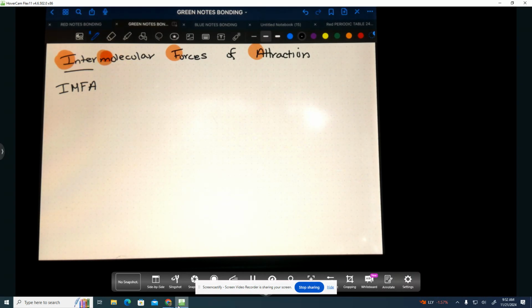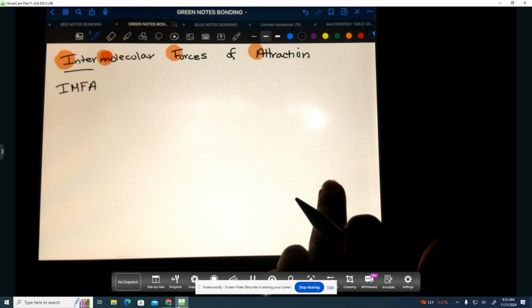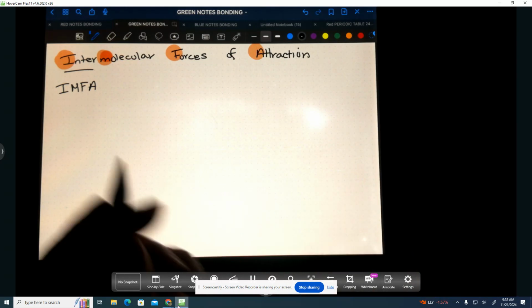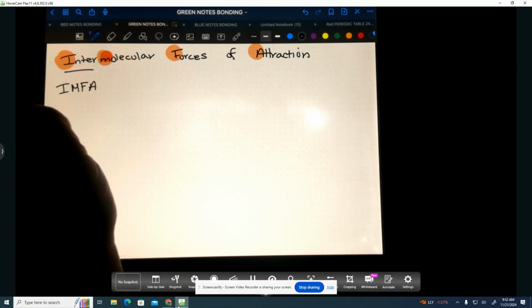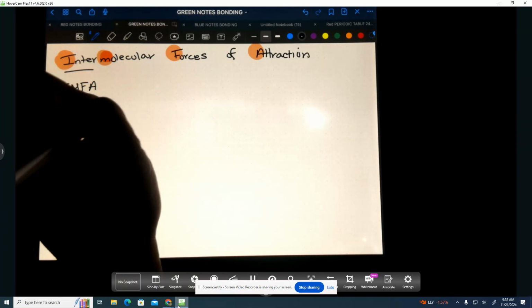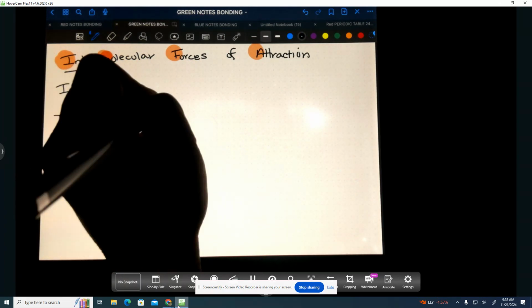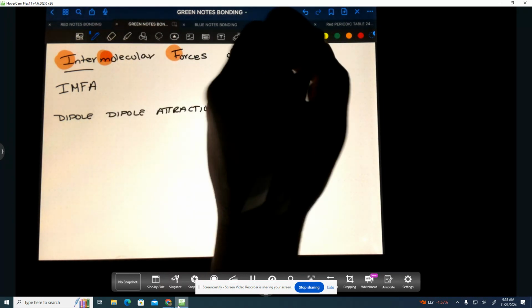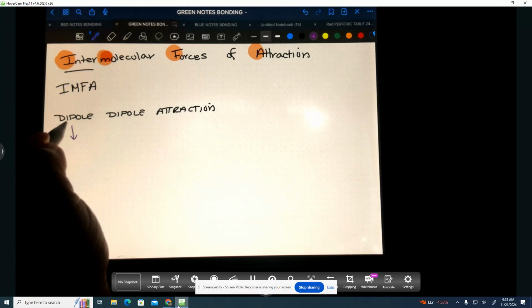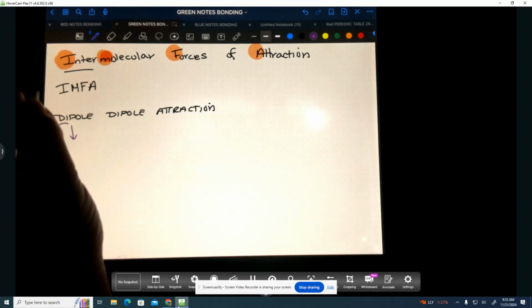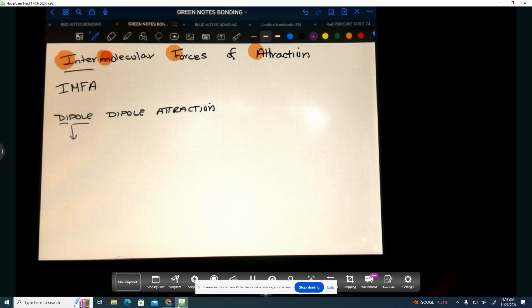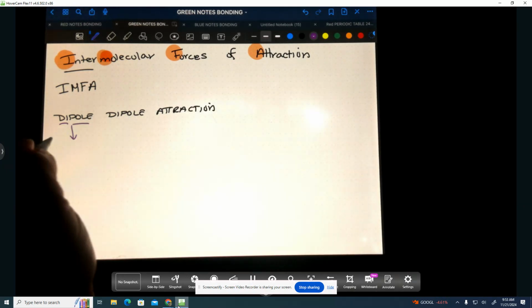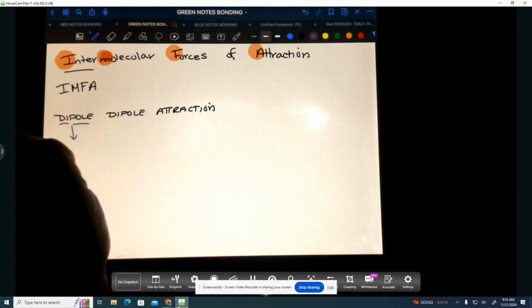We're going to start with, I'll just start. Okay? The first intermolecular force of attraction is called a dipole attraction. So let's look at what the word dipole means. Di means 2, poles. So a dipole is a fancy way to say polar molecule.